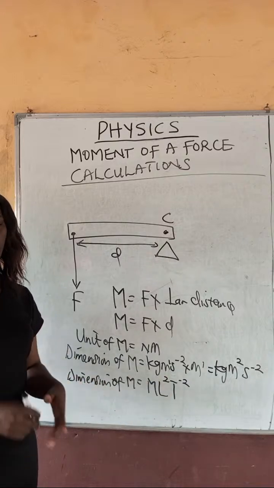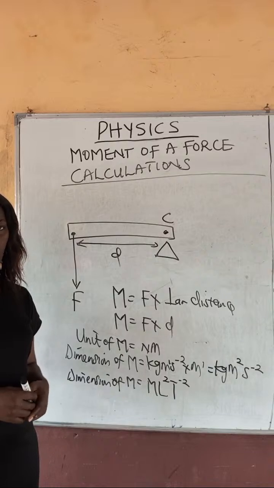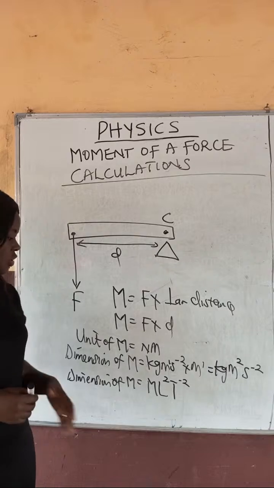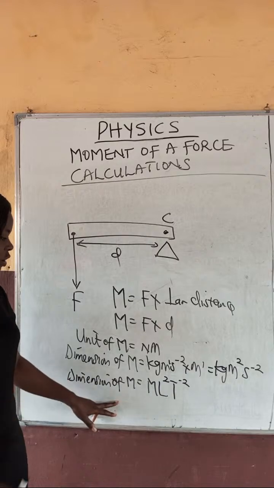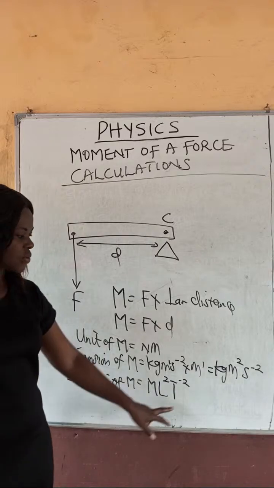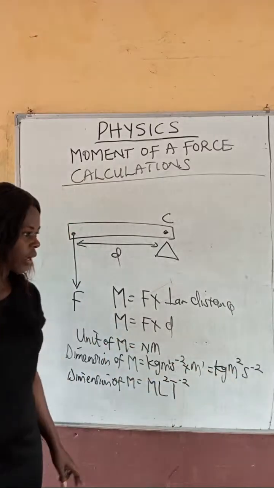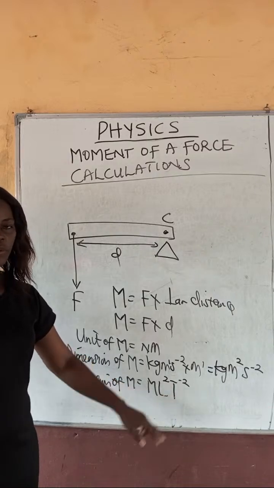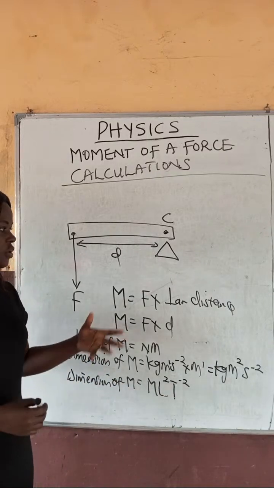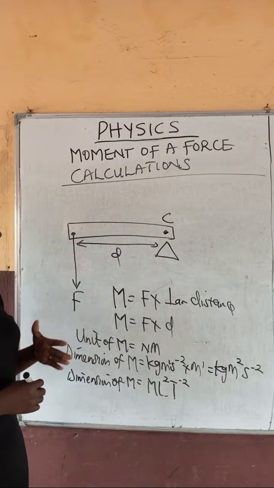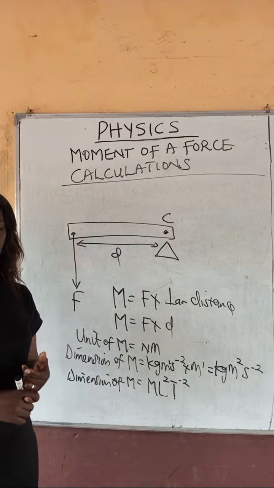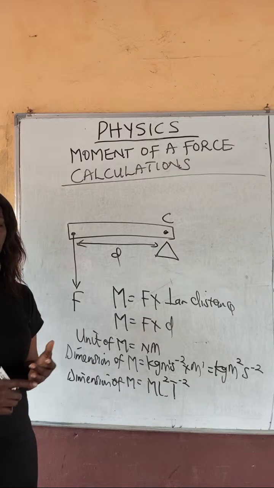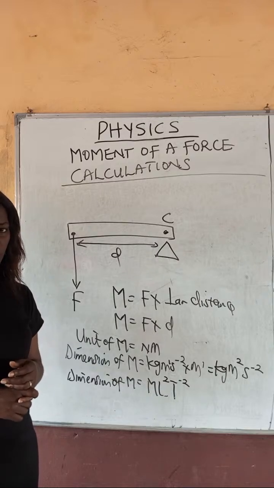This unit and dimension of moment is the same thing as work, because work is defined as the force and the distance in which the force took place. So going by that, the unit of moment is kilogram meter square per second square, or the dimension is M L squared T minus 2. Do we understand? So this is what we have under moment, the unit and the dimension. Next, we are going to look at clockwise and anti-clockwise moments.